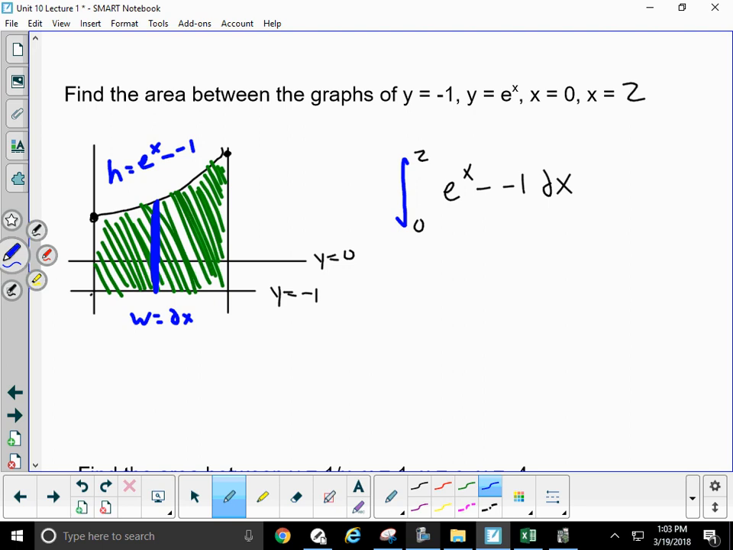What's the antiderivative of e to the x? E to the x. Yep, that's right. Yep, looks good. Check with your calculator. Your calculator will give you a decimal answer, and then you're just going to compare it to the answer you got after you plug it in.